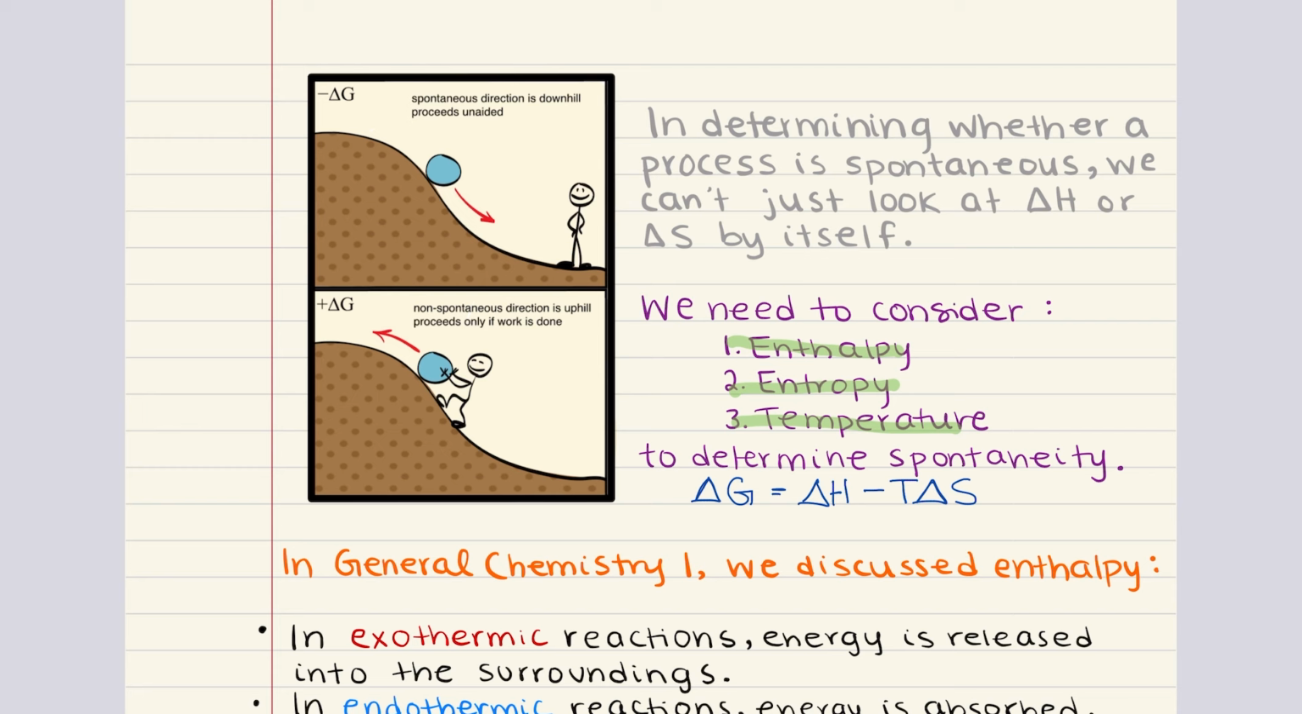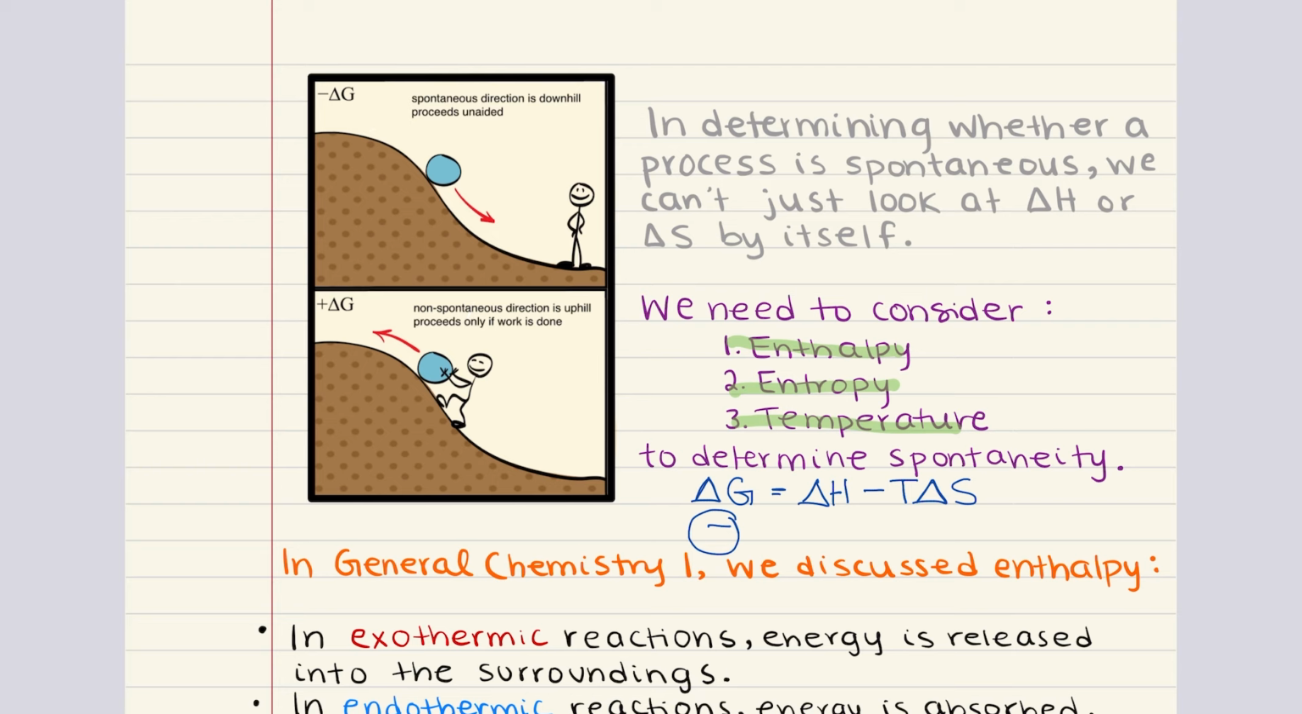Now, we're going to discuss this equation in great detail in a later objective, but in short, for a process to be spontaneous, delta G must be negative. And this equation shows us why enthalpy, entropy, and temperature are all essential for understanding spontaneity.